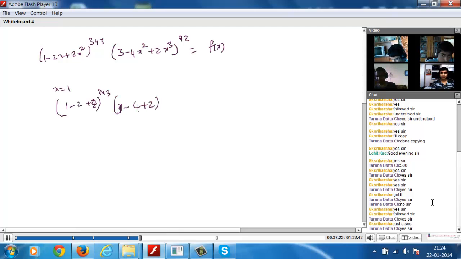Babu, how do you find the sum of the coefficients? By making the variable equal to 1. If this is some function of x, you just put x equal to 1. 1 minus 2 plus 2, whole to the power of.